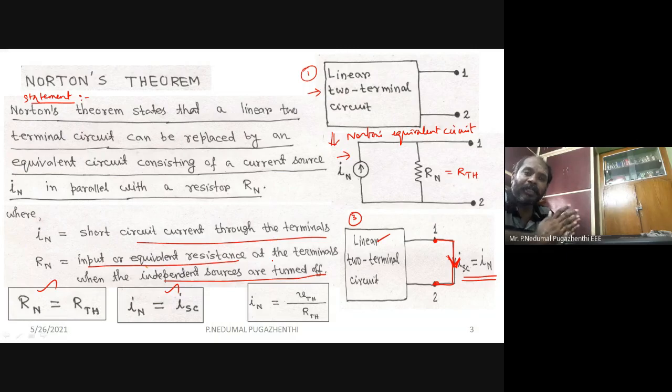And how to find the I_N? I_N is found by short circuiting those terminals and finding the current passing through them, keeping all the sources inside the circuit, the two-terminal network. Then find the short circuit current. That is going to be your I Norton.